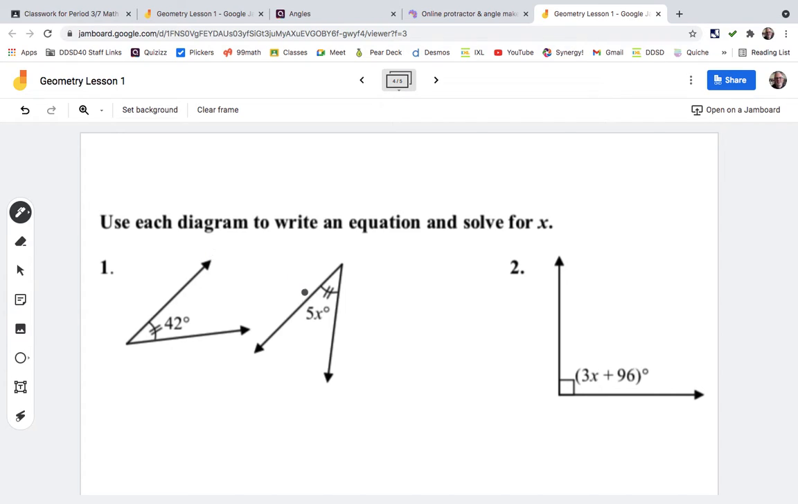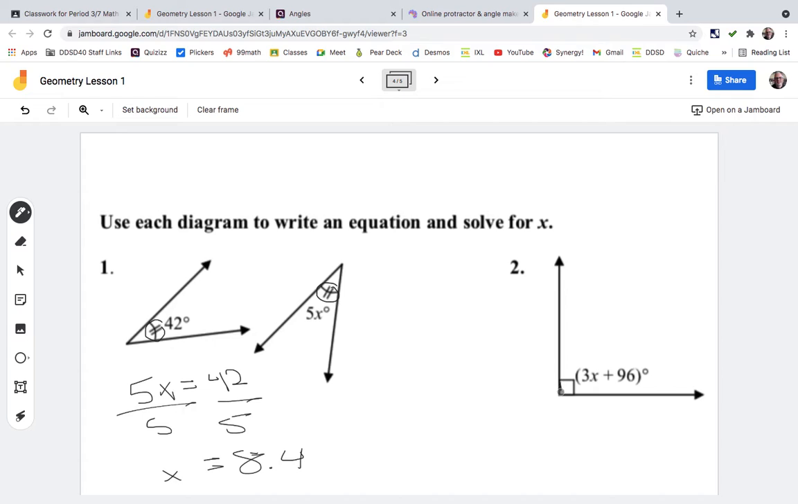It says use a diagram to write an equation to solve for x. You need to know that these little hash marks right in here mean that the angles are congruent to each other, the same measurement. So we could say 5x is equal to 42. So divide by 5, x is equal to 8.4.